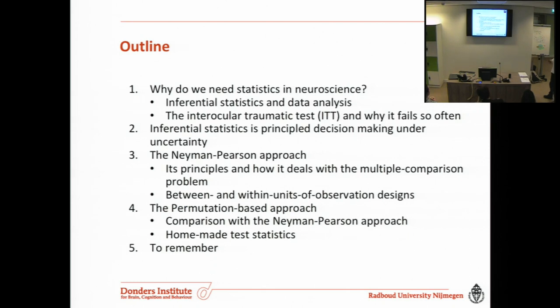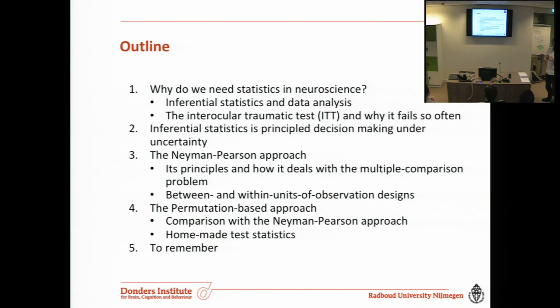Start out with the obvious question, why do we actually need statistics in neuroscience? And in answering that question, I will make a distinction between inferential statistics and data analysis, because I will only be covering one of the two. And then I will use a very particular but very unknown statistical test. It's called the interocular traumatic test. I will use that test to make a case for why statistics is essential for neuroscience. And I will make the point that inferential statistics, which is going to be the topic of the day, is principled decision-making under uncertainty. And that's where the conceptual focus starts.